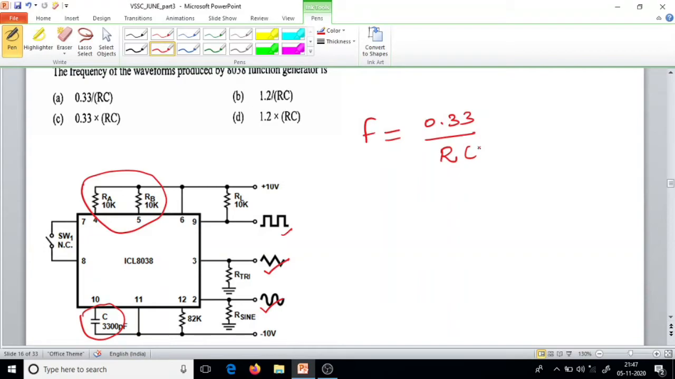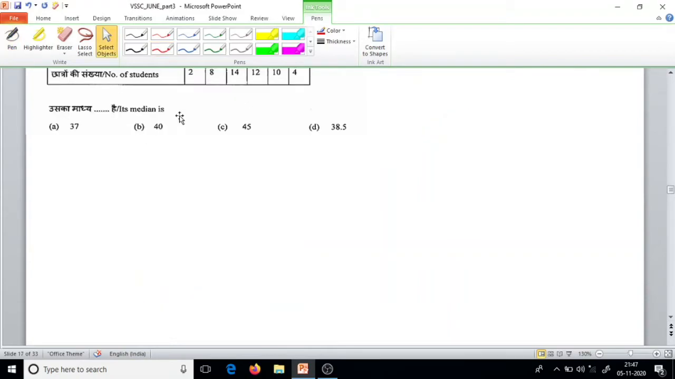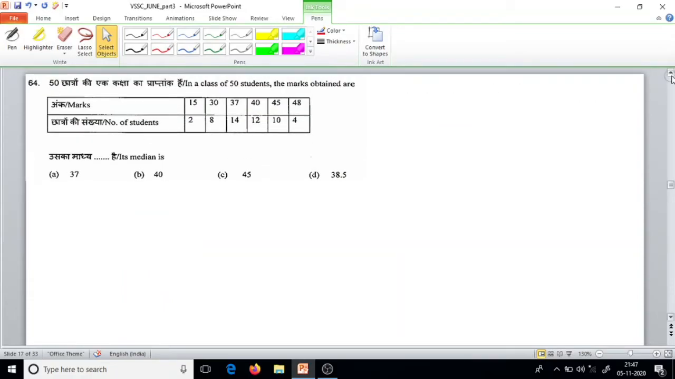Now, question number 64. In a class of 50 students, the marks obtained are given, and the number of students is also given. We have to find the median. Whenever we want to find the median, we first write the given numbers in ascending or descending order. I will write it in ascending order: 15, 30, 37, 40, 45, 48.